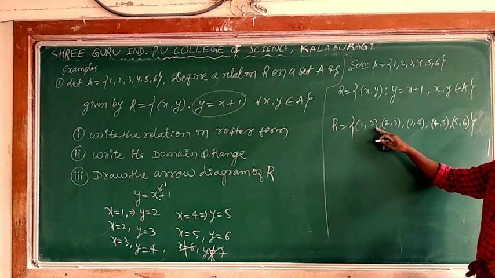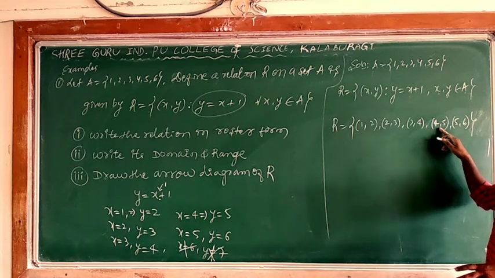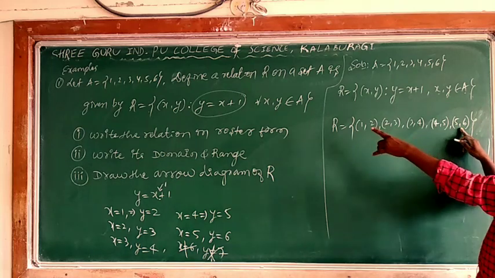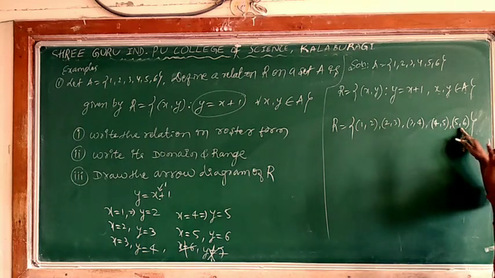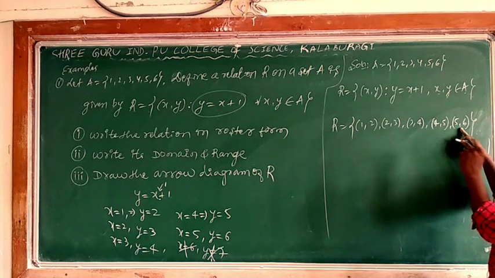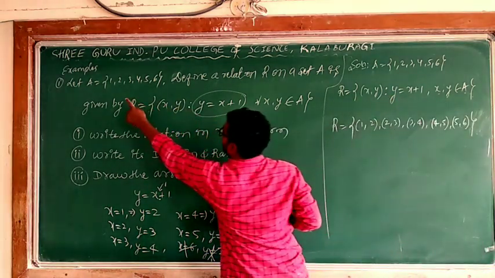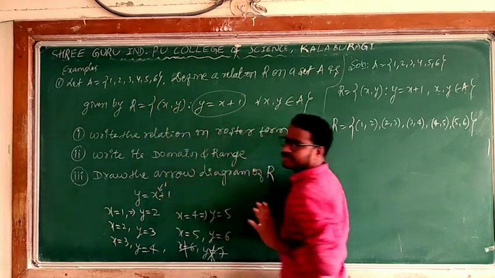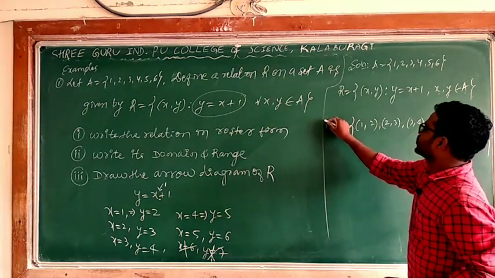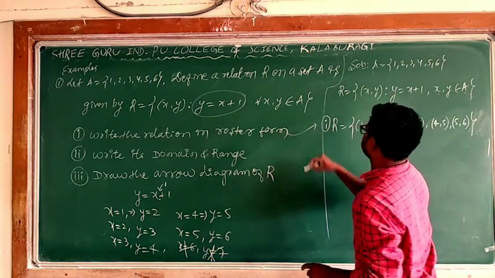(1, 2) is the first ordered pair, (2, 3) the second ordered pair, (3, 4) the third, (4, 5) the fourth, and (5, 6) is the fifth ordered pair. According to that relation, you take x as 1, 2, 3, 4, 5. Don't take 6, because when you take 6 it becomes 7, and 7 does not belong to the set. You should get only those elements. This is the roster form: write the relation in roster form.